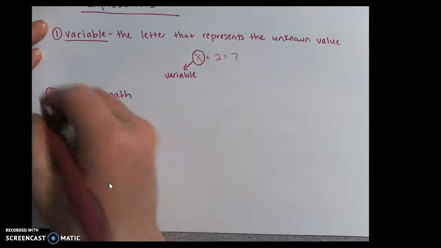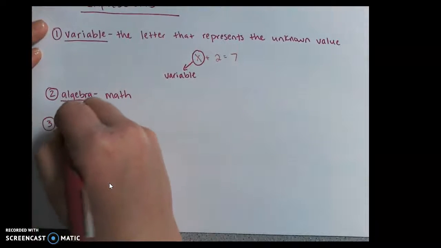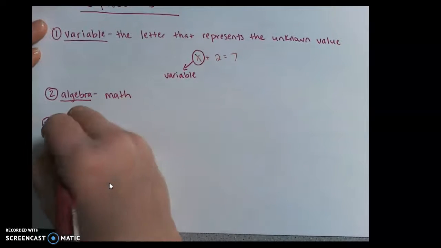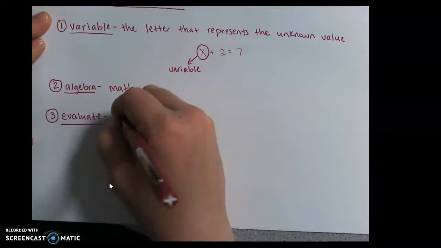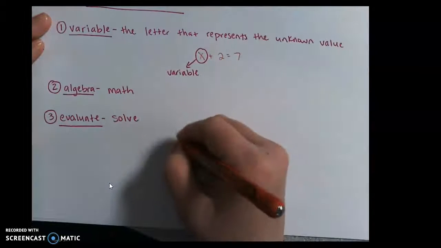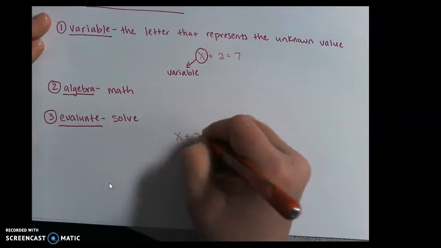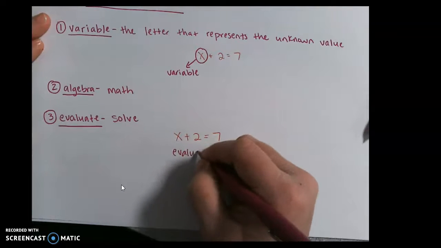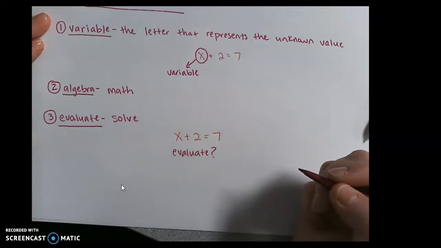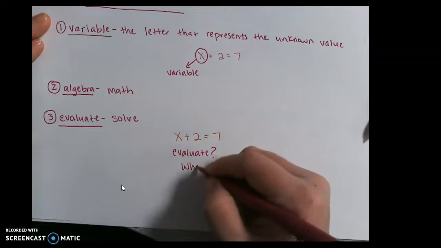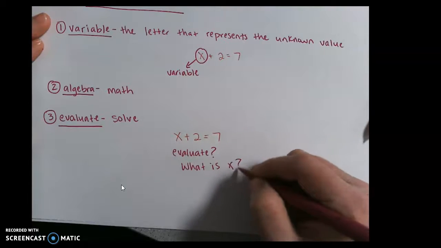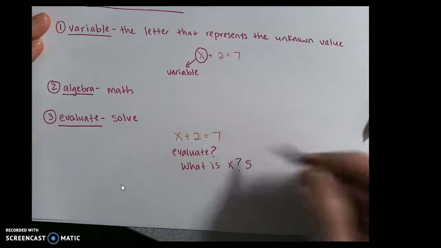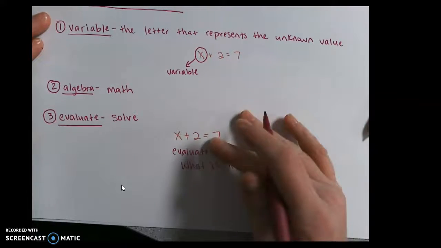Okay, so the third thing is evaluate. All right, so evaluate just means to solve it. So if we go back up here to this, and it says x plus 2 equals 7, and they want you to evaluate, that just means they want you to figure out what x is. Well, we already know x is 5, right? Okay, so that's one way to evaluate.